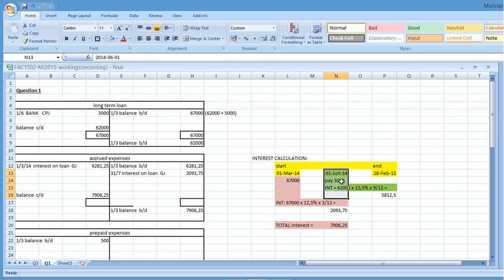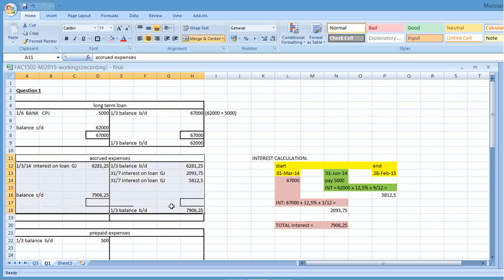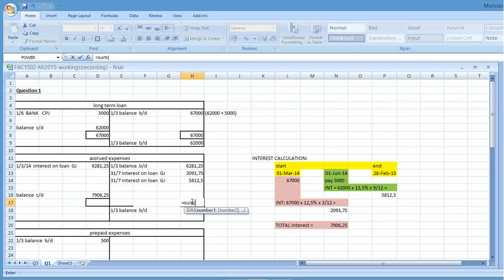Assuming we did pay it, then there wouldn't be any accrual. Then we'll just process the rest, which is that interest from 1st of June to 28th of Feb. We worked it out there, and that also would have gone to the interest on loan accounts. And there's your accrued expense. All we need to do now is check if the left and the right hand sides add up. Add up the right, add up the left, they both add up. It should add up because we're processing the actual adjustments for that particular account.